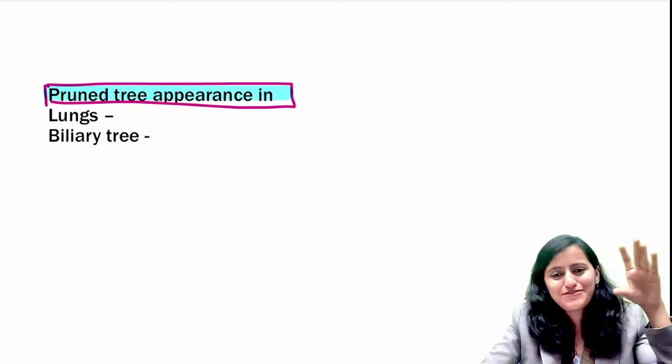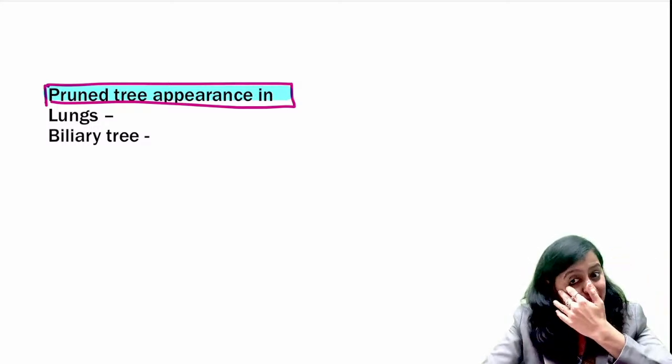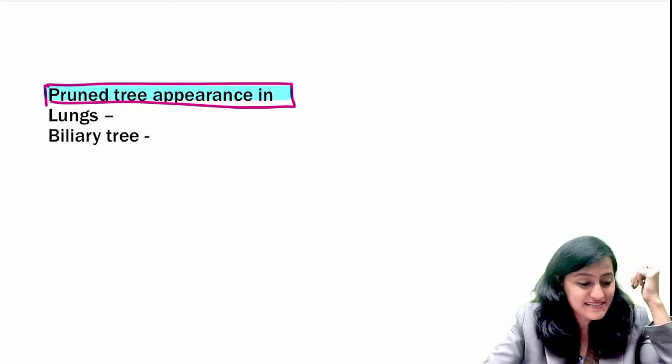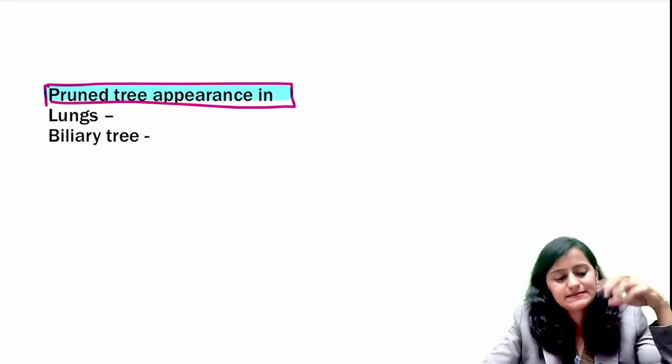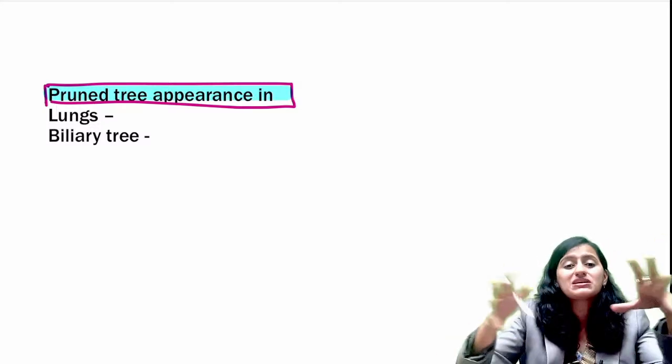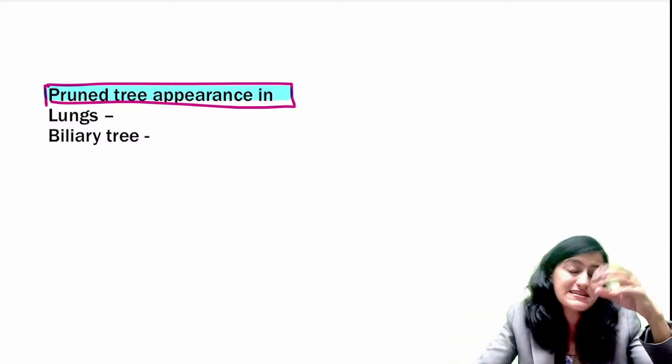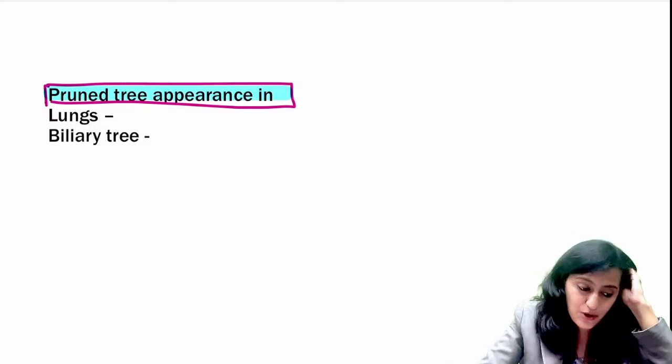Biliary tree, PSC, primary sclerosing cholangitis. Where do you see pruned tree in the lung? No, in TB that is called tree in bud. TB is tree in bud when there is active endobronchial spread.